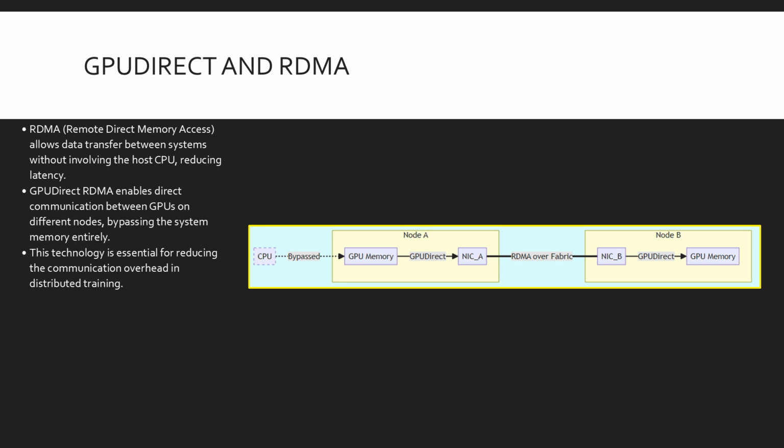This flowchart visualizes the data path. Data moves from GPU memory on node A directly to the NIC, crosses the RDMA fabric, and enters the NIC and GPU memory on node B. Notice the CPU node with the dotted line? It is bypassed. In a non-optimized system, data would have to go up to the CPU and system RAM before hitting the NIC, adding significant delay. GPU Direct removes those steps.